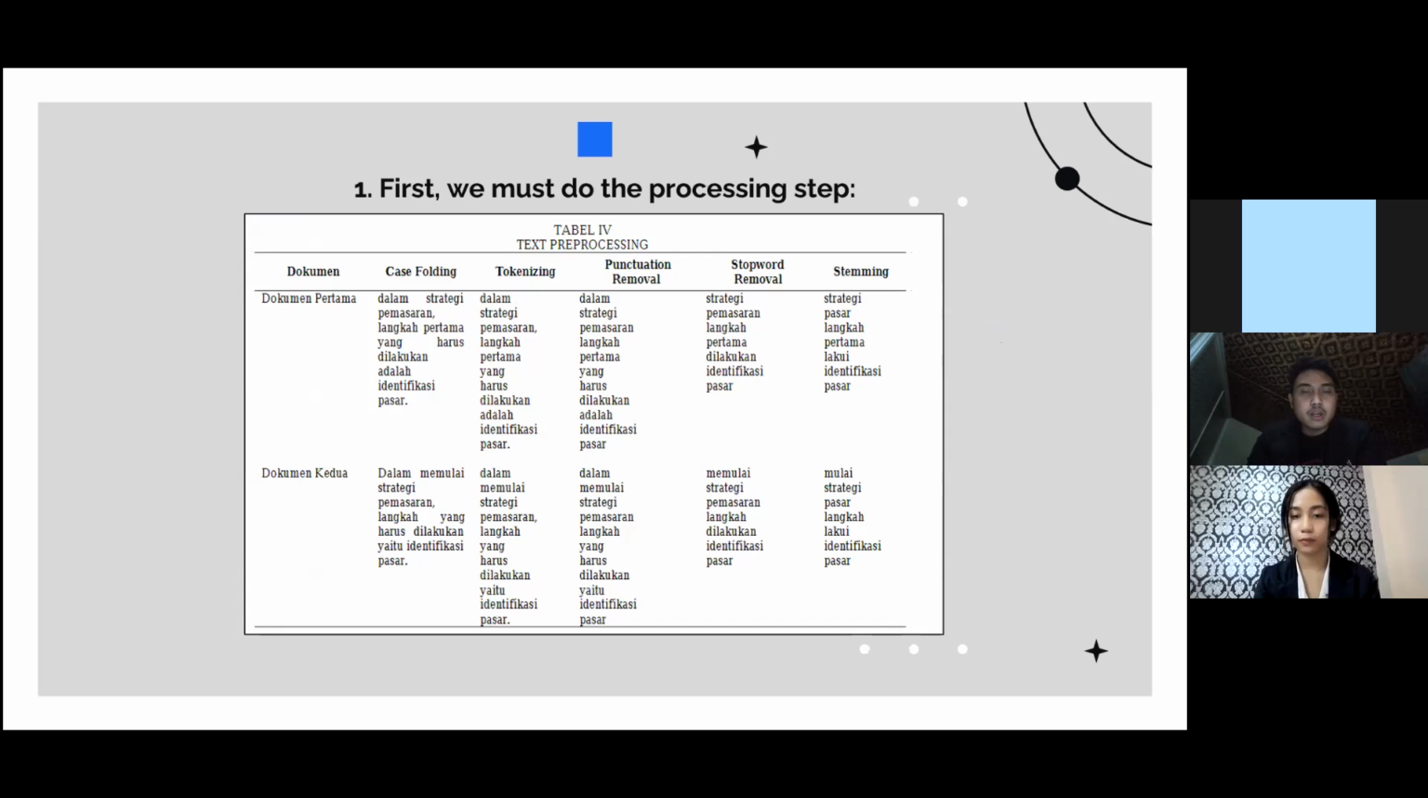First of all, we must do the pre-processing step. In this table, you can see it before we do the pre-processing step. After that, it will go like this.